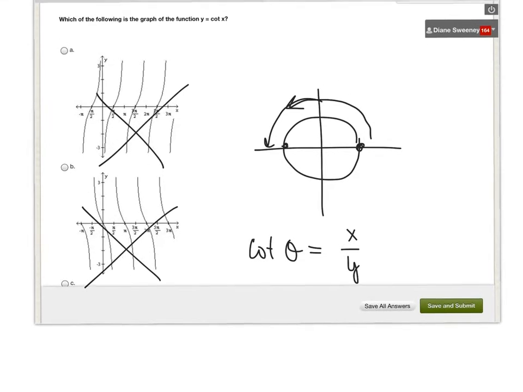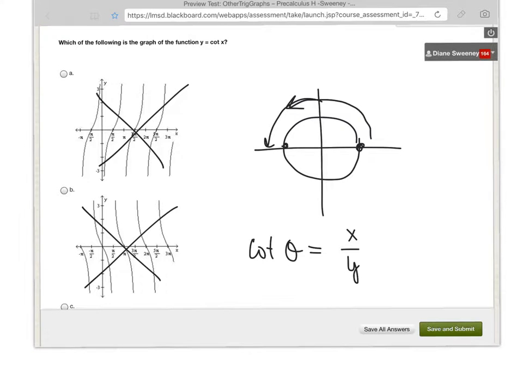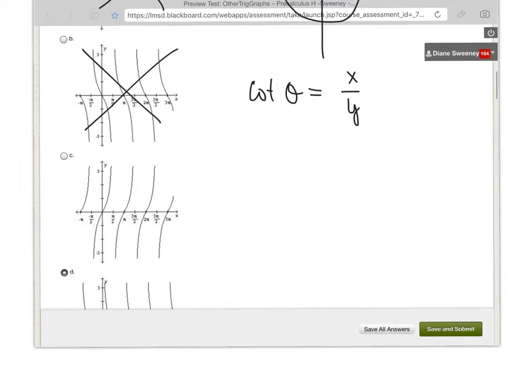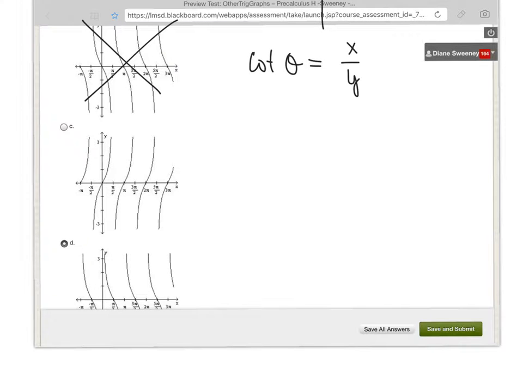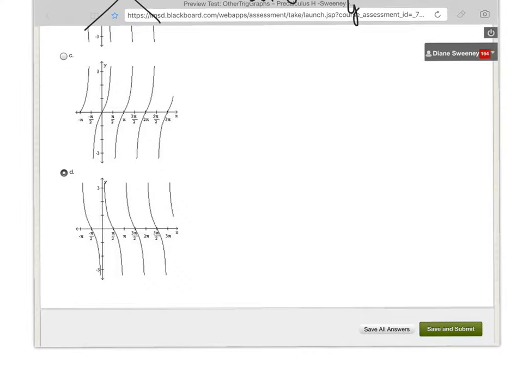And choice C is out because the asymptotes are not in the correct place. And choice D is our answer.